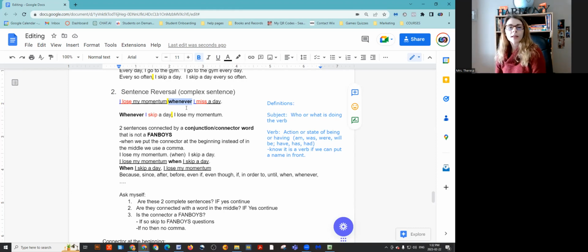And this subordinating conjunction does kind of a magic thing. Whenever you add a subordinating conjunction in the middle of two separate independent clauses, independent sentences, this conjunction super glues itself onto the last sentence, and then it's forever stuck. Okay? We no longer have an independent clause, an independent sentence. Now we have whenever I miss a day.